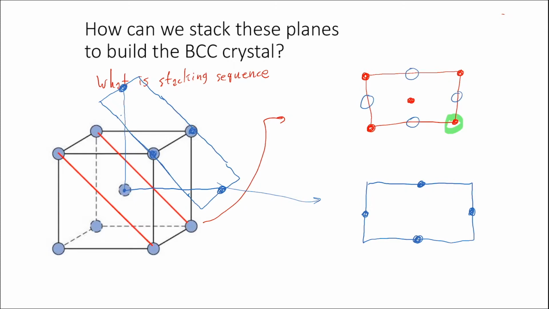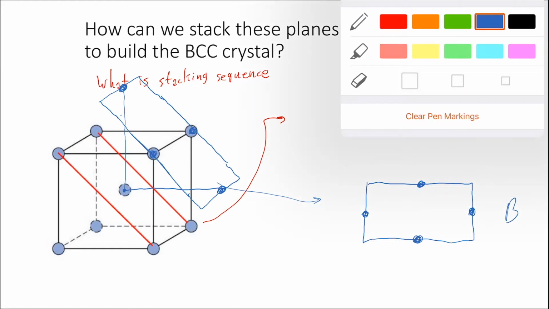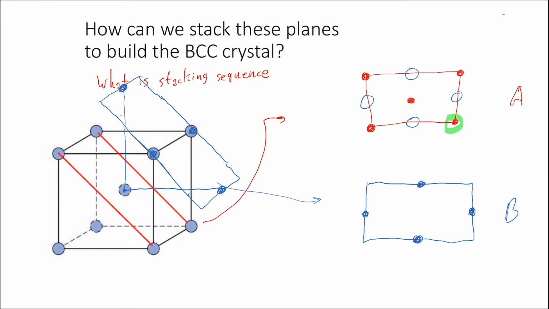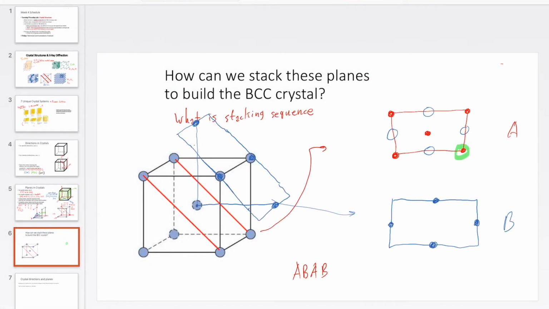So what you see is that the blue atoms lie here, here, here, and here on top of the red. And so we can say that this is the B layer, and this is the A layer, and so the stacking sequence, if you think about it in a little bit more detail, is just going to be A, B, A, B, no problem. I'm going to save progress again.